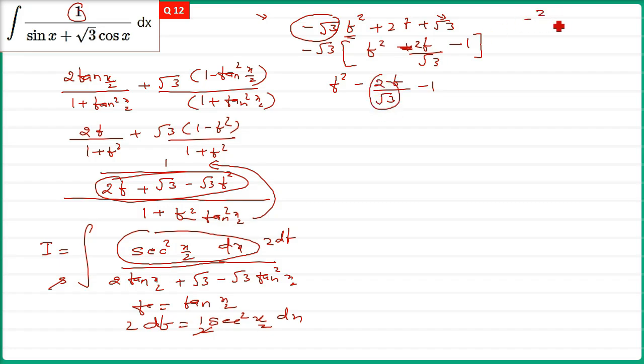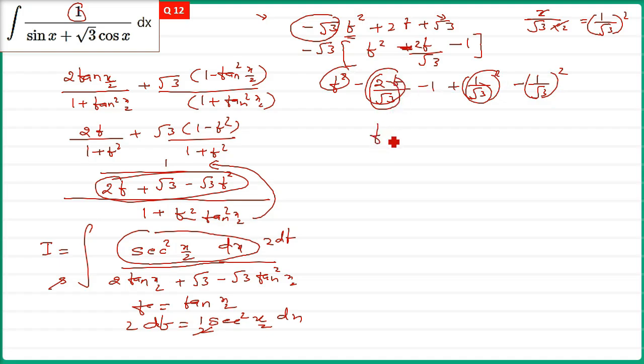This coefficient of t, which is 2 by root 3, has to be divided by 2. You'll get 1 by root 3. Now just square it. 1 by root 3 whole square has to be added and subtracted. So what do we get here? a square plus b square minus 2ab, so this is basically a minus b whole square. That is t minus 1 by root 3 whole square. And this negative 1 and negative 1 by root 3 whole square, what are you going to get out of this? Minus minus, you can just take common and add: 1 plus 1 by root 3 whole square.